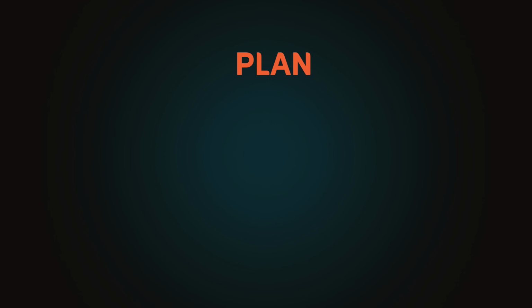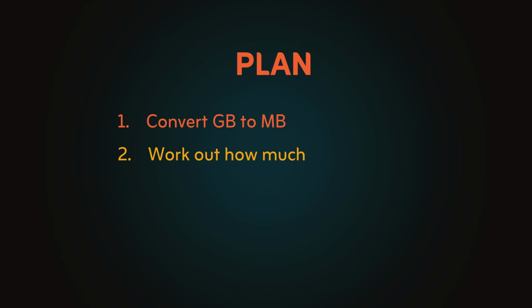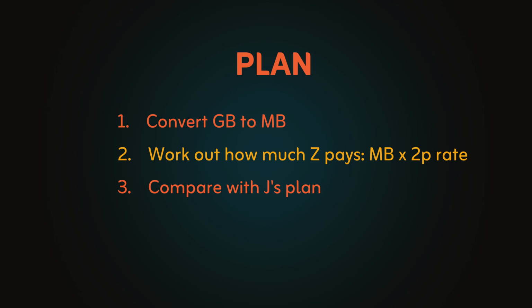Well, perhaps 1. Convert gigabytes into megabytes to match the pay-as-you-go rate. 2. Work out how much Zane pays by multiplying his megabytes by the 2p rate. 3. Compare with Jazz's £10 plan. And last but not least, 4. Calculate the difference in cost.